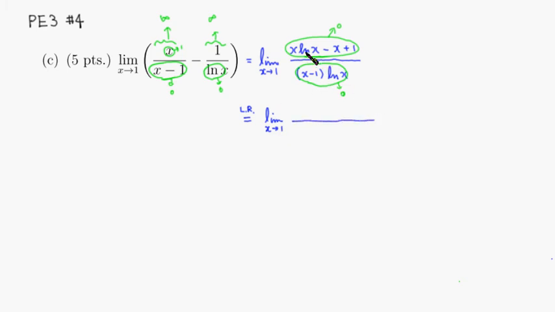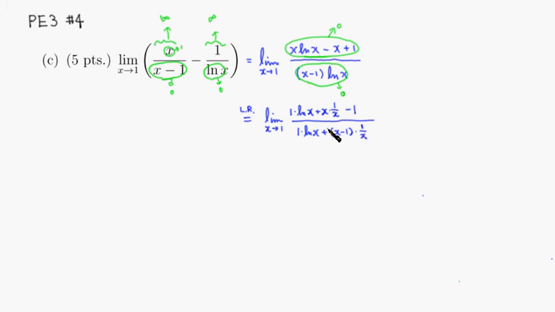Derivative of the top, so product rule: derivative of the first is 1 times second, natural log of x, plus x times derivative of natural log of x, which is 1 over x. Derivative of negative x is negative 1, derivative of 1 is 0. On the bottom, product rule again: derivative of x minus 1 is 1 times natural log of x, plus the first, quantity x minus 1 times derivative of natural log of x, which is 1 over x.